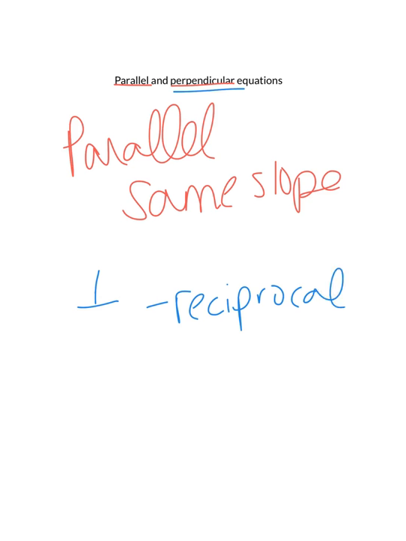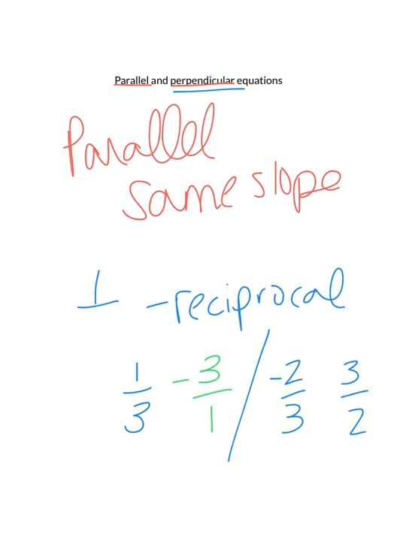So if I have a slope of 1/3, a line perpendicular would have a slope of the reciprocal, which is 3/1, but make it negative. So if I had a slope of -2/3, a perpendicular line would be, flip the 2/3 to 3/2, and since it was originally negative, now it's going to be positive 3/2.